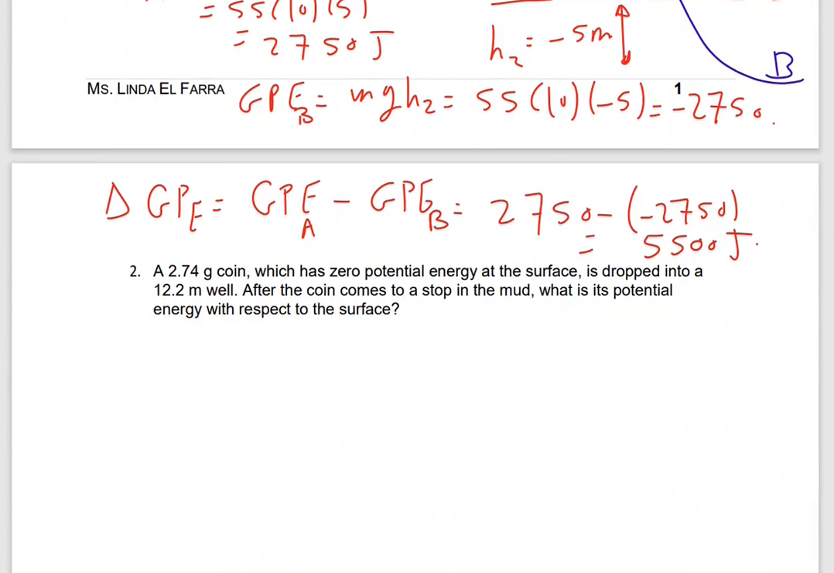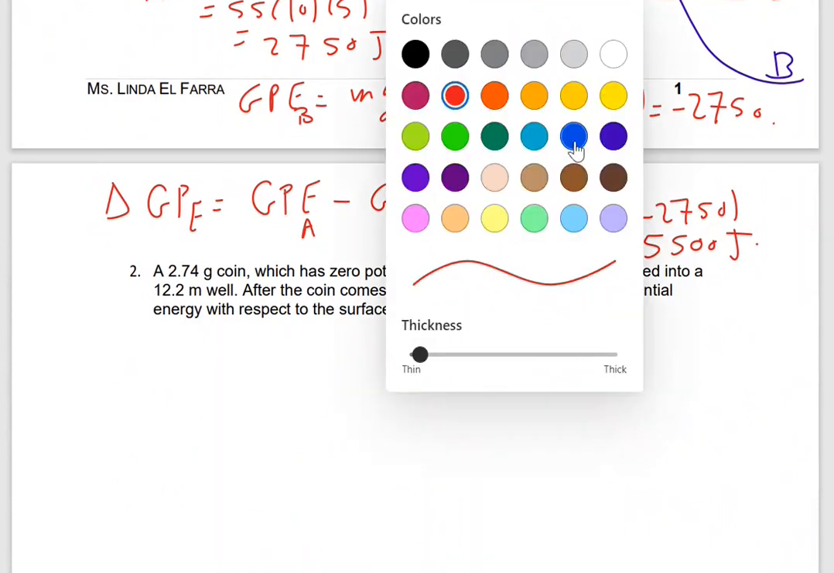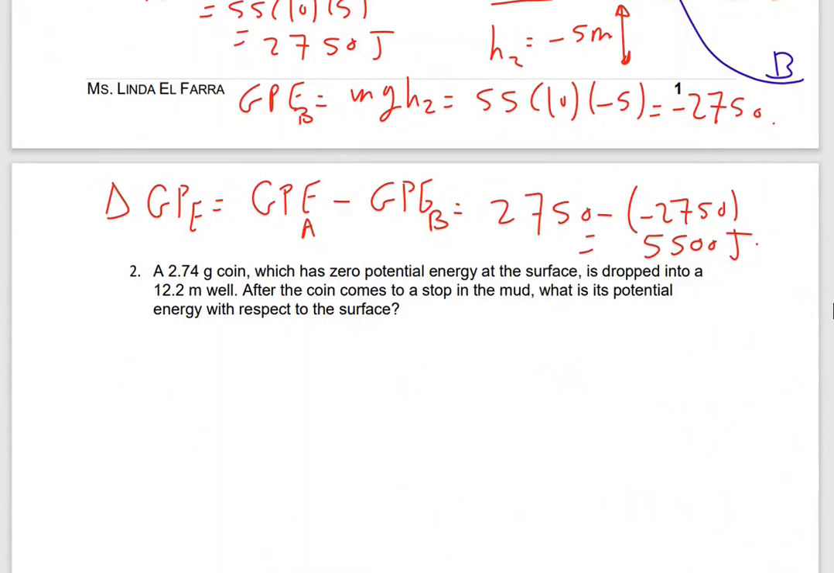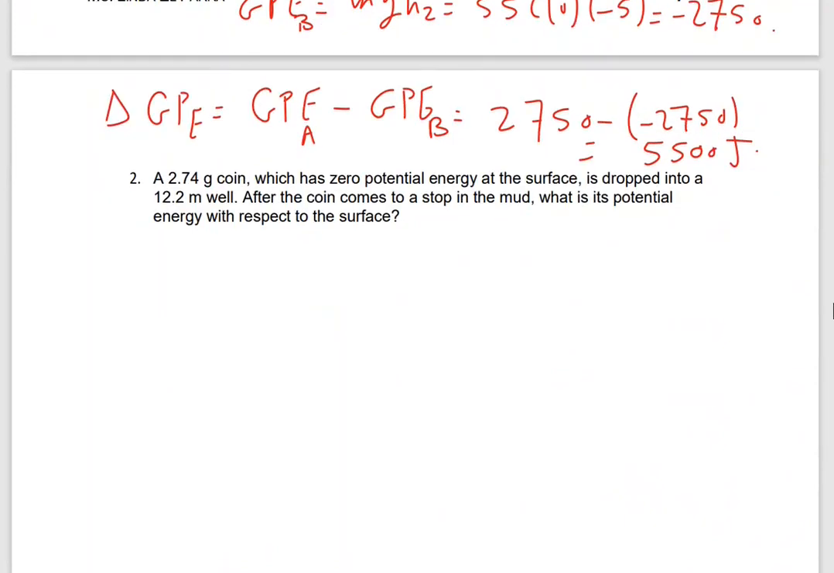Now, let's solve another example. I have a 2.74 gram coin, which has zero potential energy at the surface. So here at the surface, the gravitational potential energy is zero, and I drop the coin. The coin is dropped down into a well. So we go down here to a well.